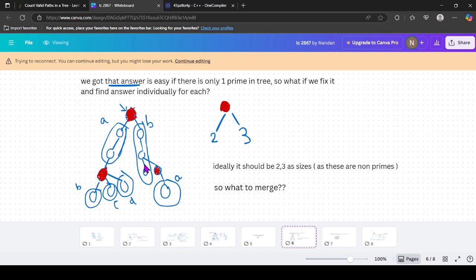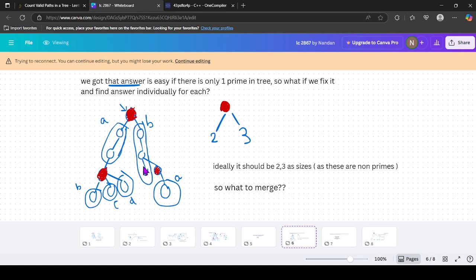And what does this 3 represent? It represents the size of the component of only non-prime nodes connecting to this node, because we will have this in the adjacency list of this. So when we are trying to traverse all the children, for this one the answer will be 1, the subtree size. And for this one, it should be 3. Only then we can get the correct answer.